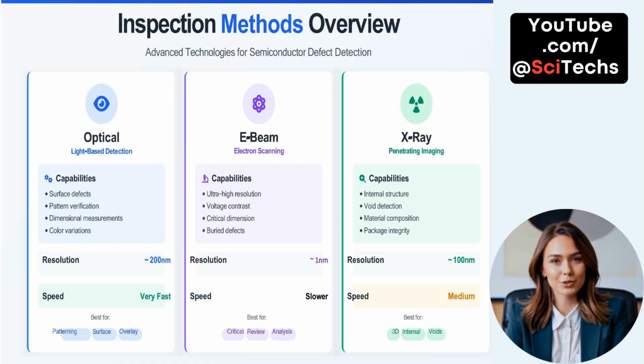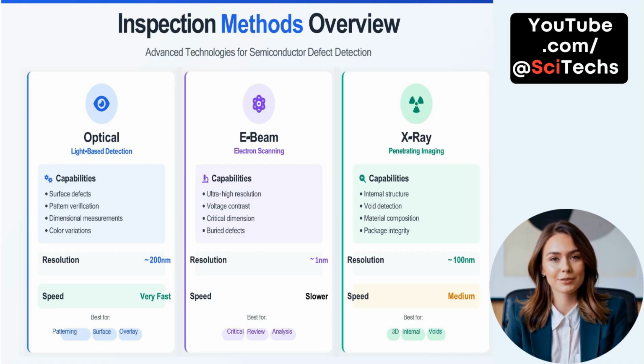Its capabilities include identifying surface defects, verifying patterns, measuring dimensions, and spotting color variations. Optical tools offer fast inspection speeds with a resolution around 200 nanometers, making them ideal for high-throughput surface inspections during patterning and overlay steps. E-beam, or electron beam inspection, uses electron scanning to achieve ultra-high resolution, down to about 1 nanometer. It is slower but more precise.